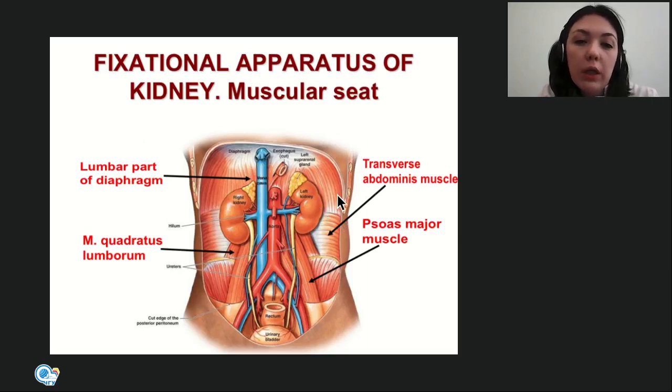So muscular seat of kidney is formed by 4 muscles, and you have to know them. First of all, laterally, this is transverse abdominis muscle. And then superiorly, it is lumbar part of diaphragm. And inferiorly, there are 2 muscles, which are quadratus lumborum muscle that belongs to posterior muscles of the abdomen, and also psoas major muscles. So these 4 muscles create like a place for kidney location. This is muscular seat of kidney.